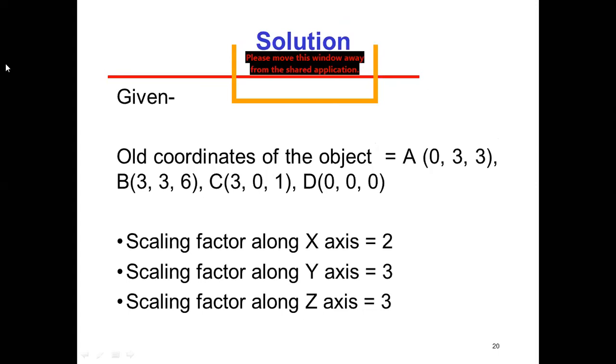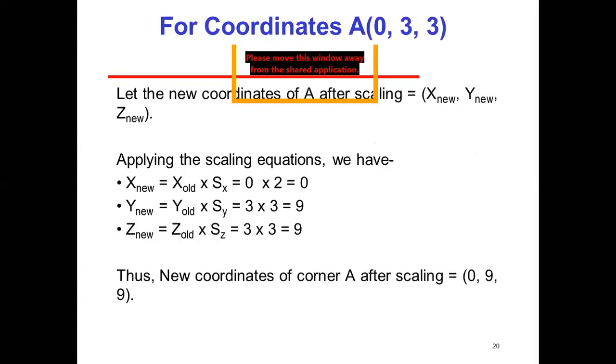After mentioning the initial coordinates and the scaling factors, you can calculate the coordinates for x new, y new, z new. Apply x new equals x old times sx, y new equals y old times sy, z new equals z old times sz. Now you put in these values. First calculate for vertex A: x old, y old, z old, and sx already given. The new coordinates of corner A after scaling are 0, 9, 9, which you can calculate easily just by putting in the values of the scaling factors as well as the coordinates.